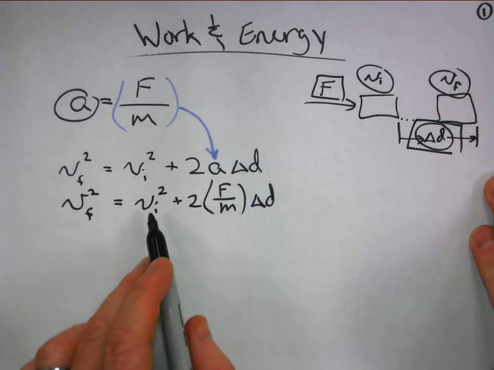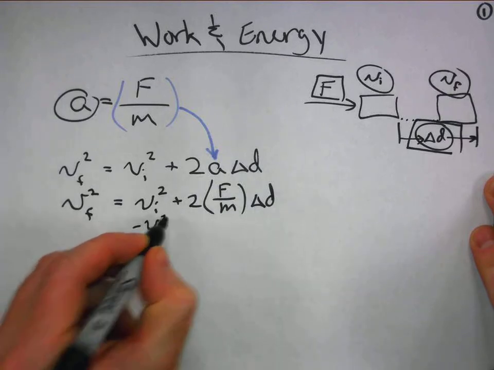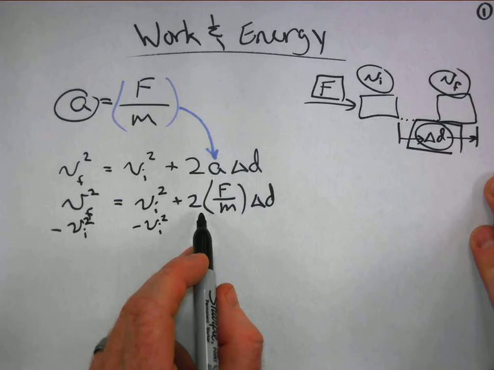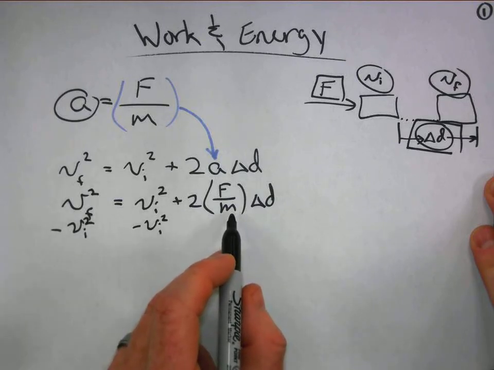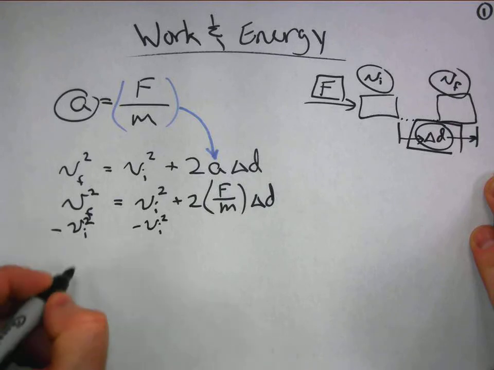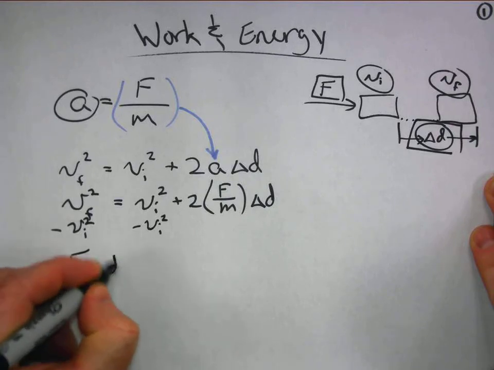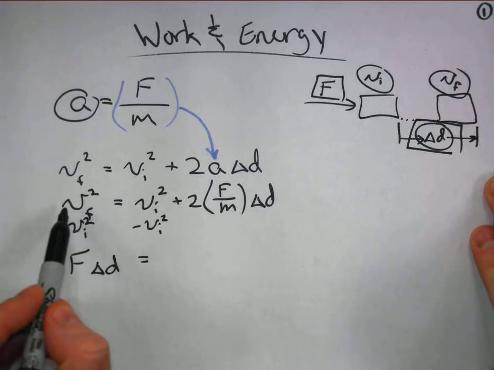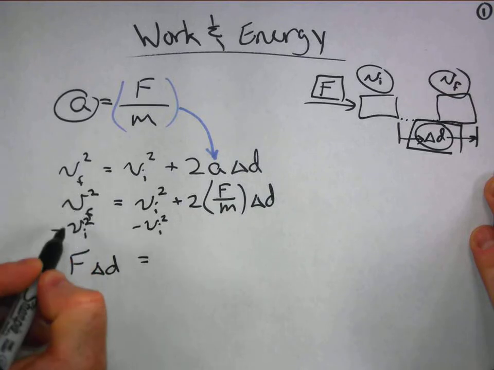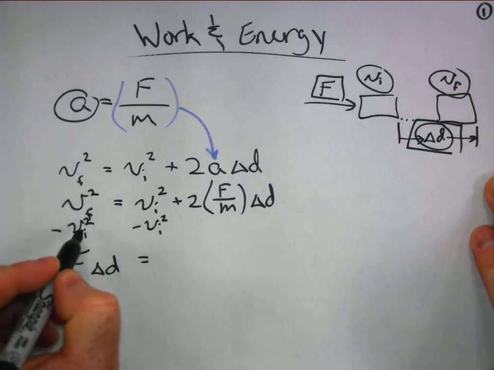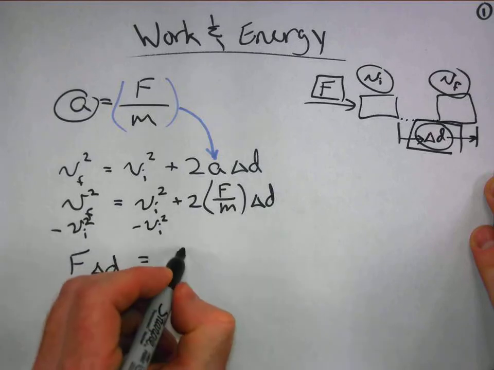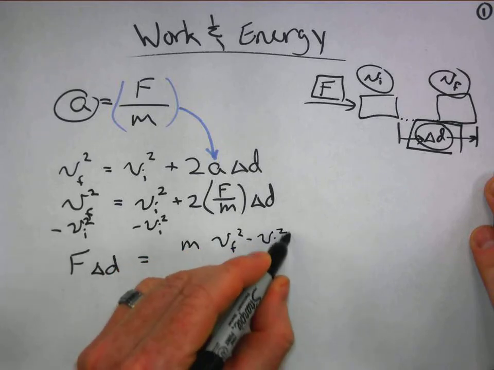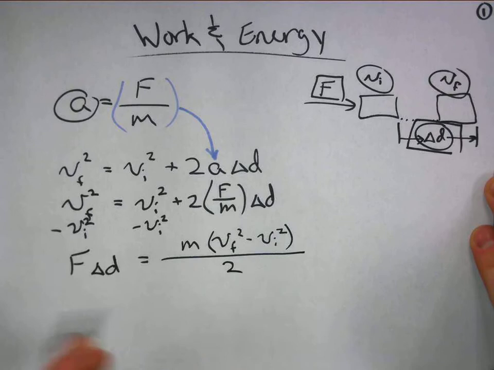And that means I'll have to subtract v_i squared from both sides, and then divide both sides by 2, and then multiply both sides by m, by mass. I'm going to move the force and the distance over to the left side here. On the other side of the equal sign, I've got final velocity squared minus initial velocity squared, divided by 2 and multiplied by mass. So mass, final velocity squared minus initial velocity squared, divided by 2.